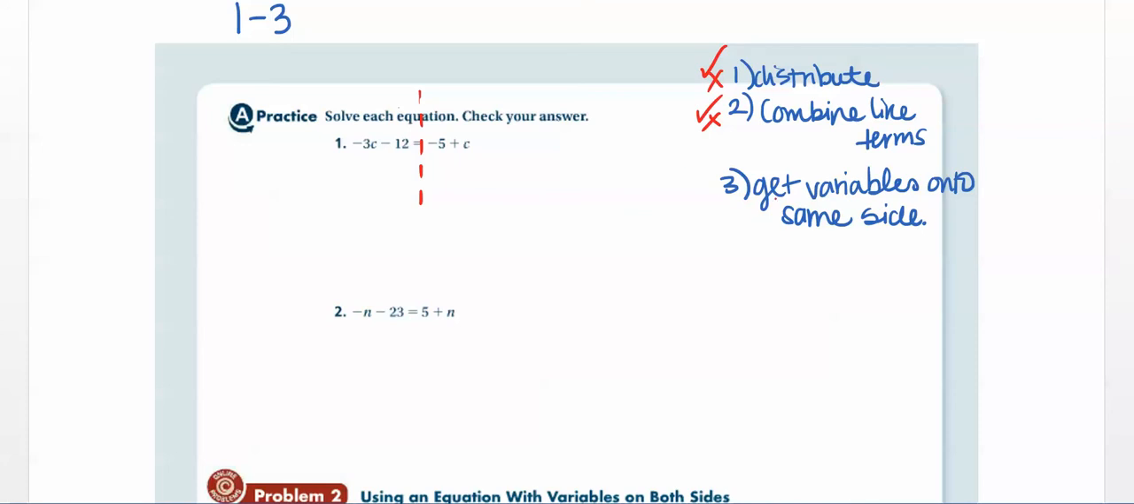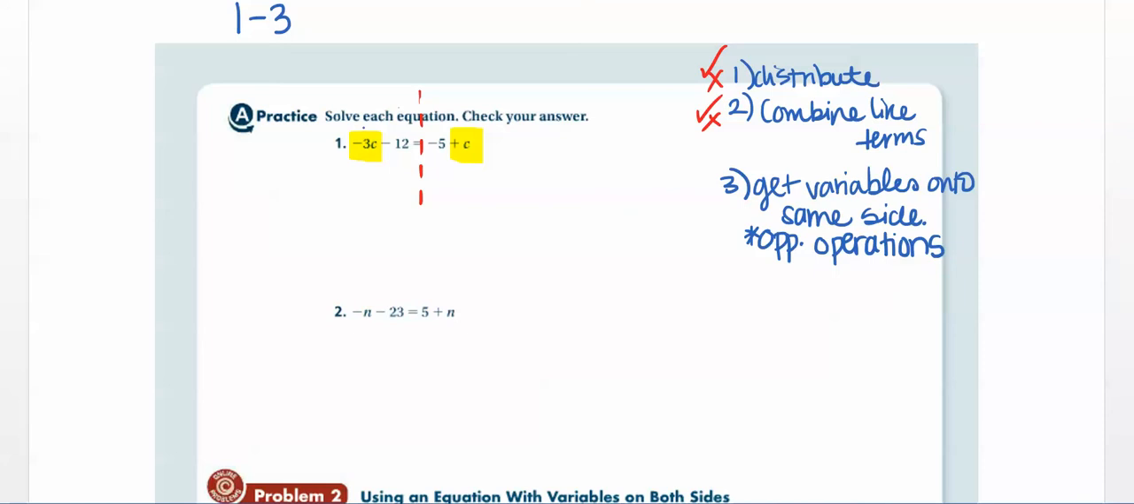Alright, now we're on the part where we're getting the variables onto the same side. So let's identify our variable terms. We have negative 3c and a positive c. It doesn't matter which way you go. You can move this one over there, you can move this one over there. I tend to like to do the one that's going to make the negatives go away. But remember, the key is you have to use opposite operations. So if it's negative, you need to add it. If it's positive, you need to subtract it.